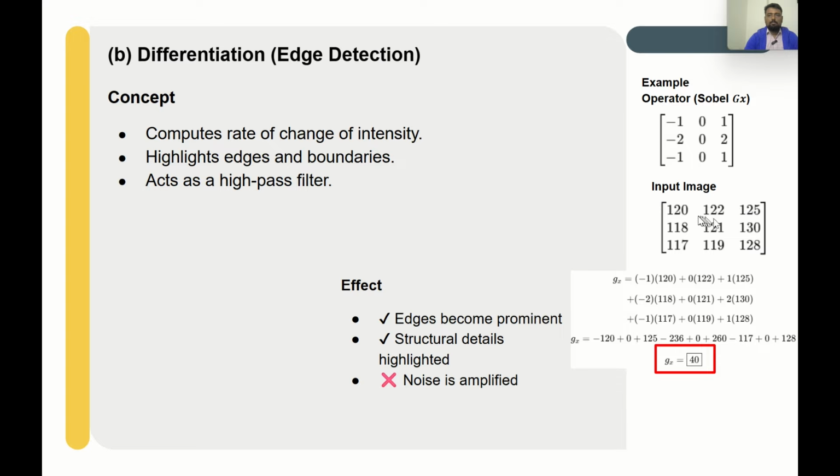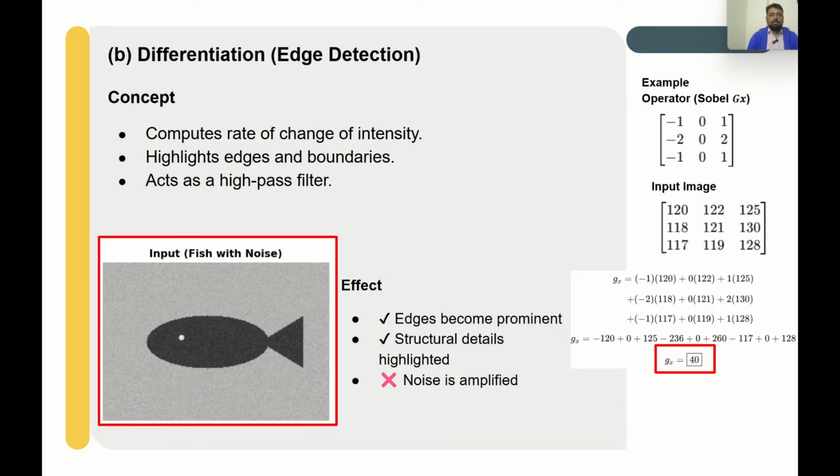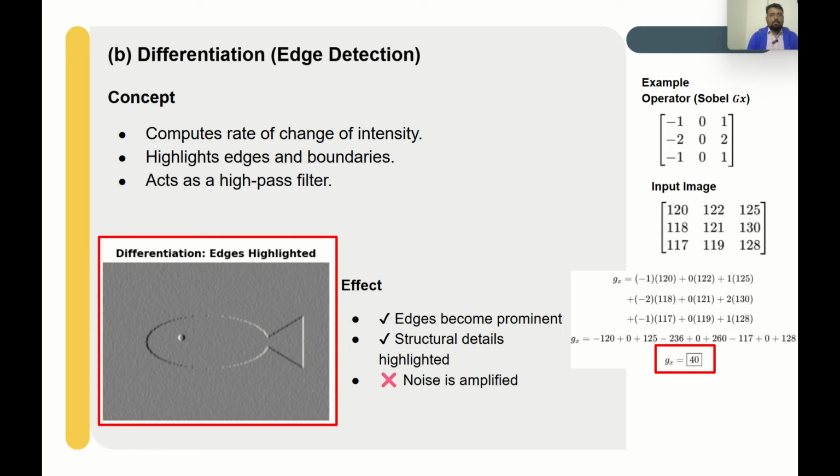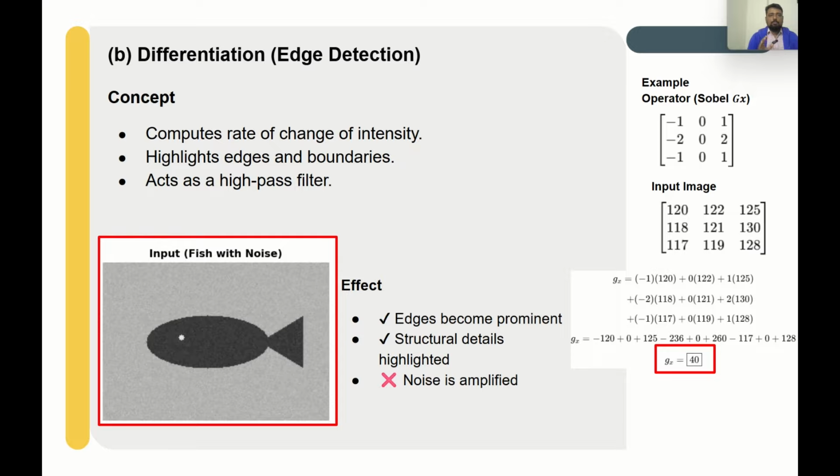Now what will happen? The value of intensity reduced, it dropped. Edges become prominent, structural details become highlighted, and noise is amplified. That is actually a drawback here. You can see that edges become dominant, and you can see the edges very nicely. Structural details become highlighted, it means that the edges and corners will be highlighted. But the main problem is noise also gets amplified in this case. Wherever the edges were there, they are highlighted now, compared to the case of integration.